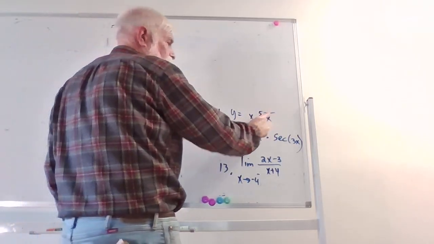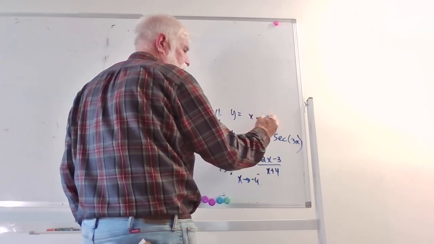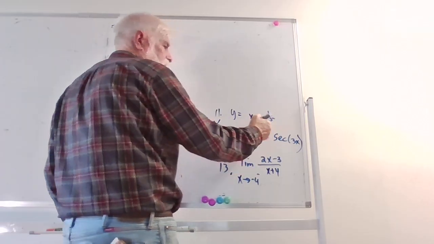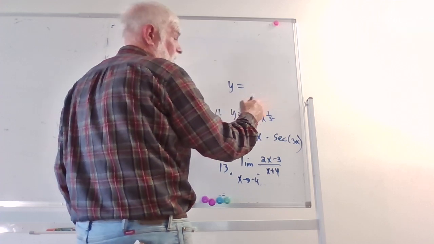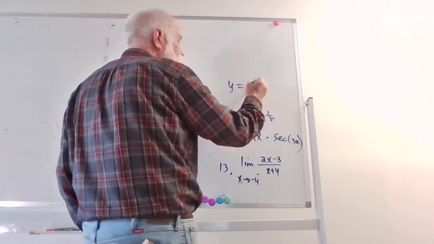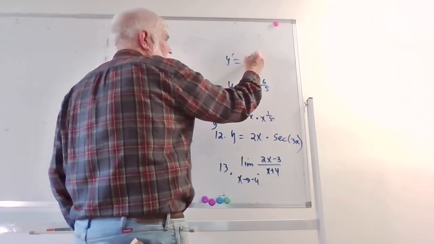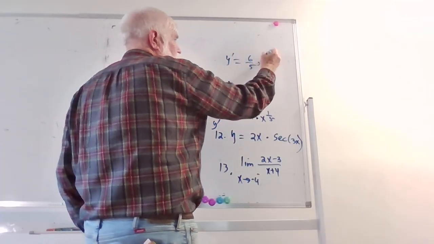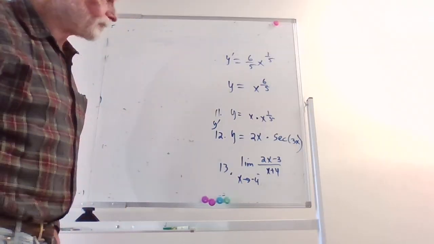Well, you want to make sure you know from your Algebra 1 days that the 5th root of x could have been written as x to the 1/5. And the rules of exponents mean that y could have been written as x to the 5/5 plus 1/5, which is 6/5. Well, that's easy to take the derivative of now. So we have 6/5 x to the 1/5. Okay, taking down 1.